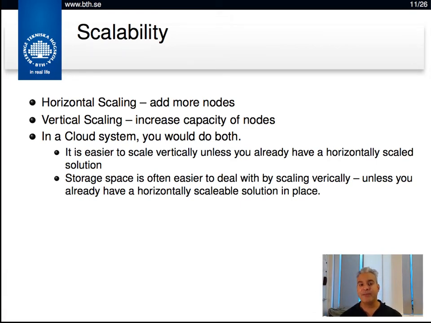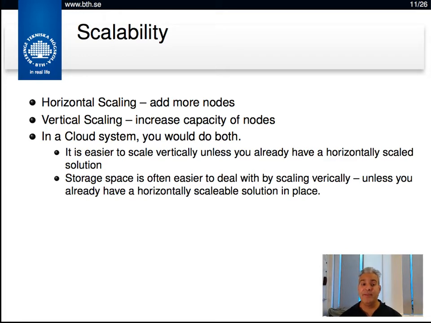Starting with scalability. Well, we can talk about two types of scalability. We can talk about horizontal scaling and we can talk about vertical scaling. Horizontal scaling means that we add more nodes. We throw new virtual machines at our problem, or machines. Whereas in vertical scaling, we increase the capacity of the nodes. We increase the CPU speed in them. We add more cores to each computer. We can do a bit of both in a cloud system.